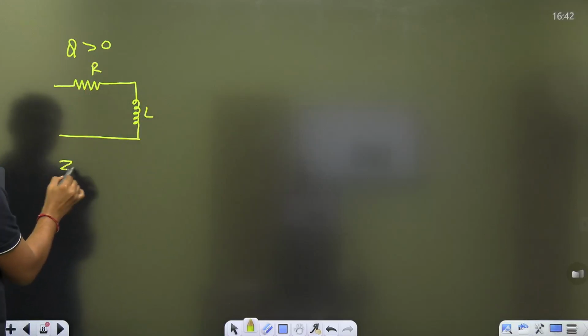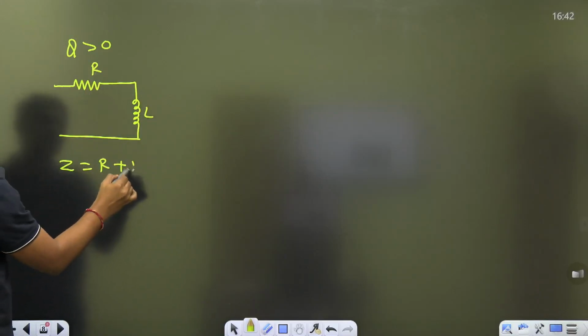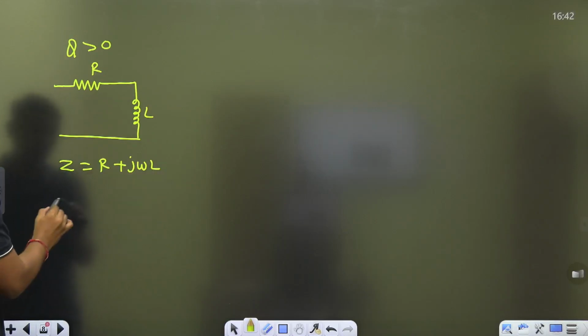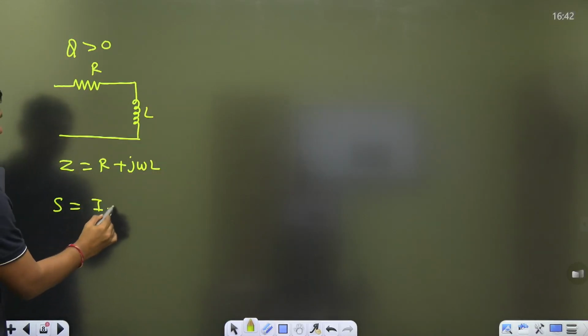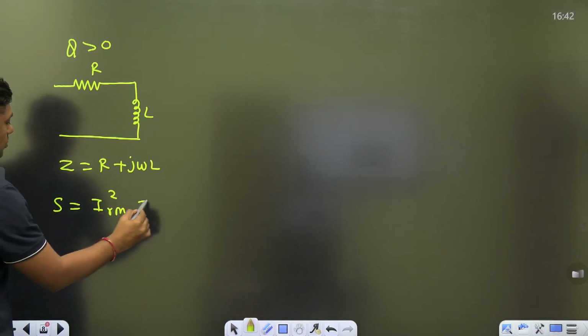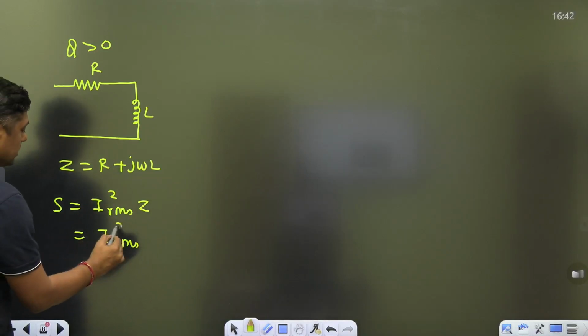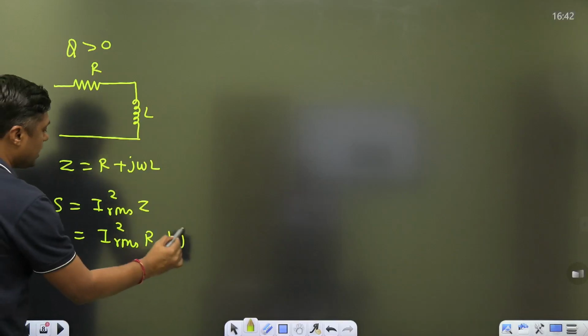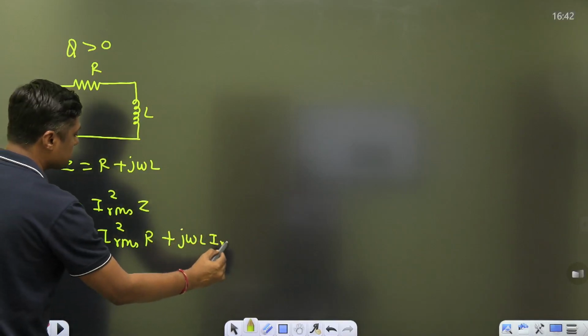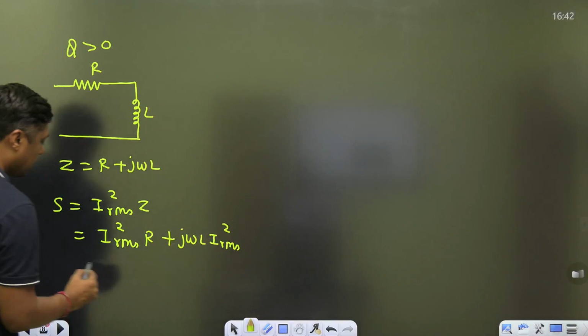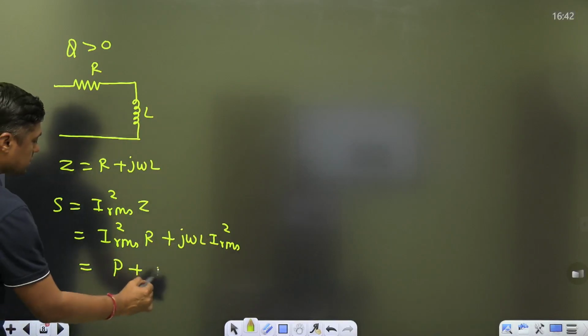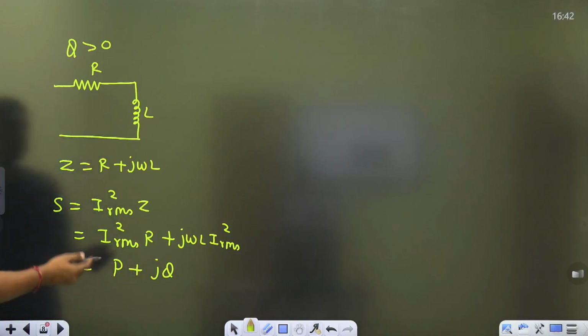what is the load? R plus j omega L. So what is the S? I RMS square into Z. When it is multiplied, it will become I RMS square into R plus j omega L into I RMS square. You can compare: what is the P part, positive; what is the Q part, positive. Both are positive. Load is what?